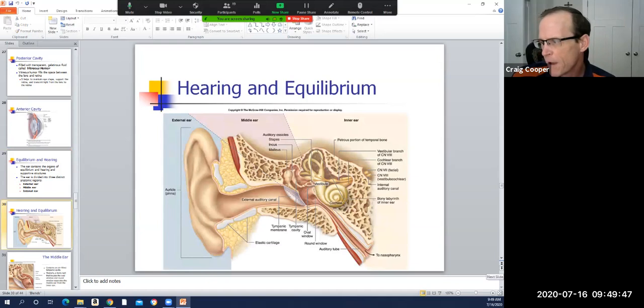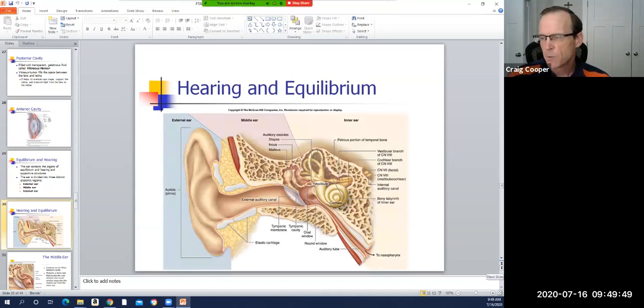So all three of those parts have to work together. So this slide is basically kind of what I was showing you before. We've got our auricle or our pinna. We've got our external auditory canal, and then we hit the tympanic membrane or eardrum. Beyond that tympanic membrane, then we have the middle ear.